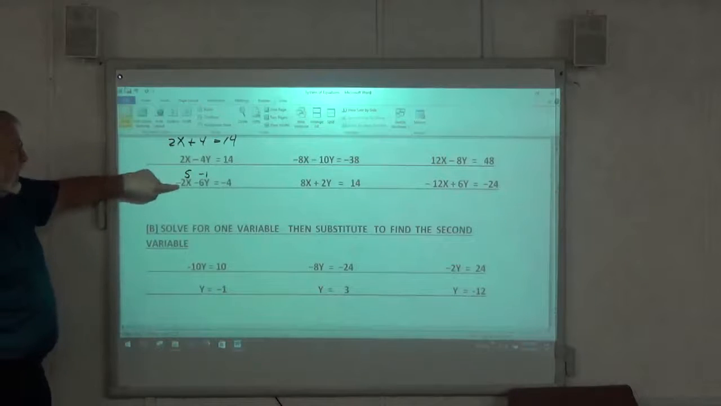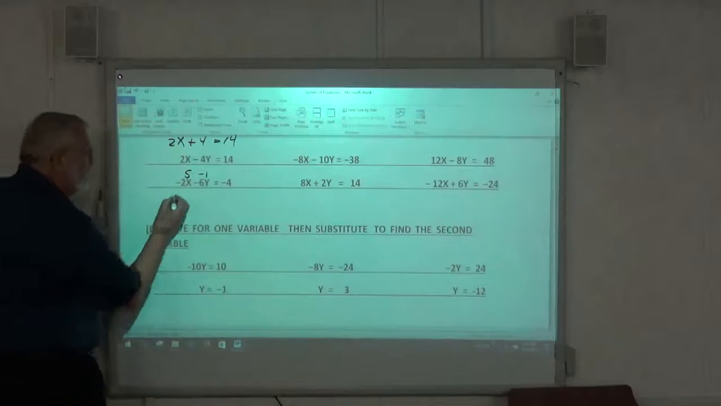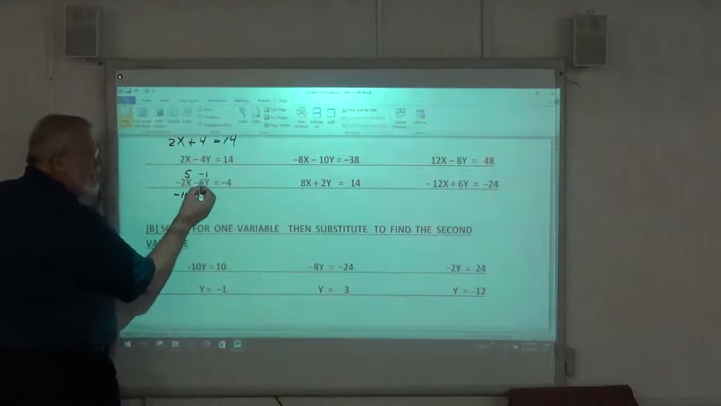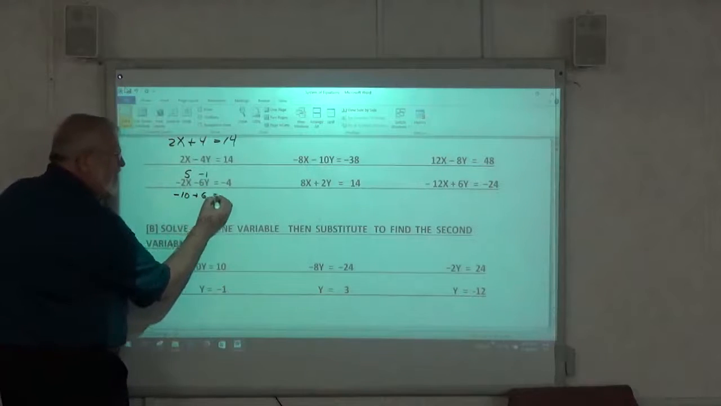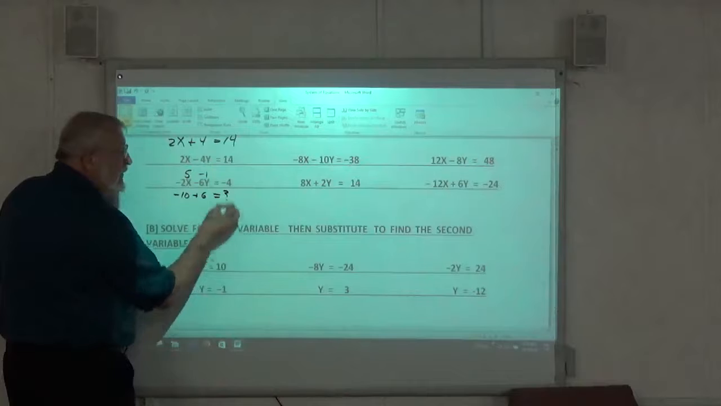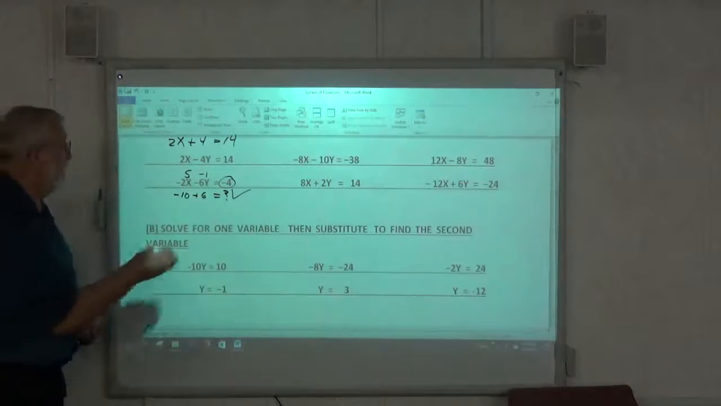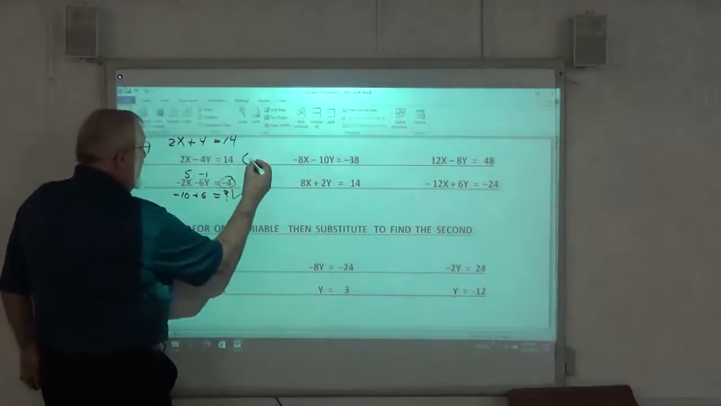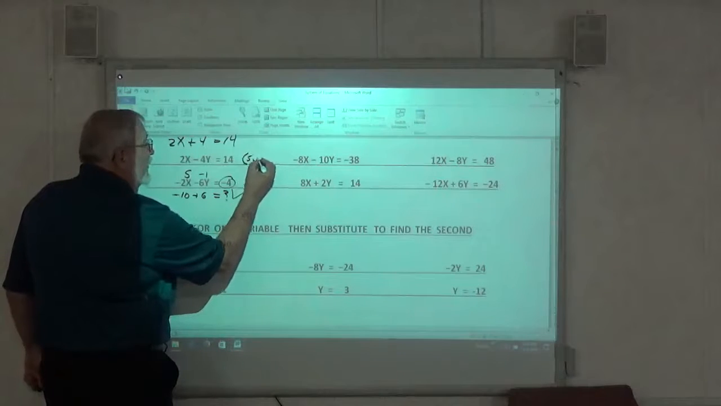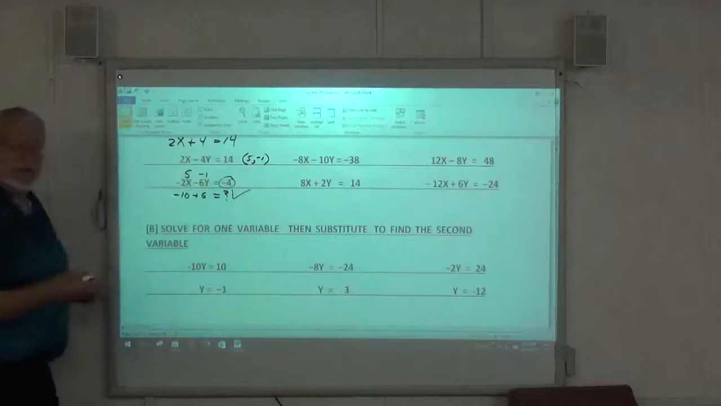Right. So -2 times 5, -10, -6 times 1 plus 6, what's it equal? -4. And so therefore it checks and I got the right answer. And so the answer is x of 5, y of -1. That's where those two lines cross.